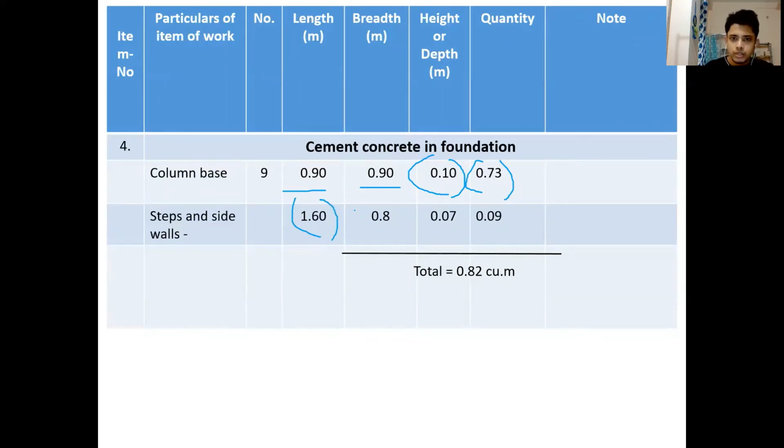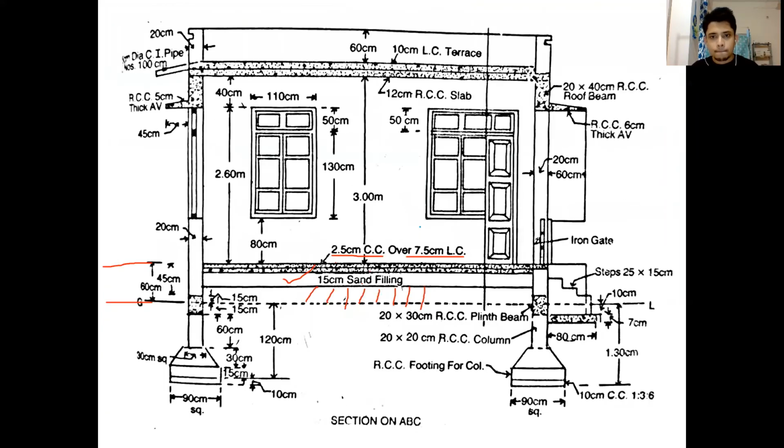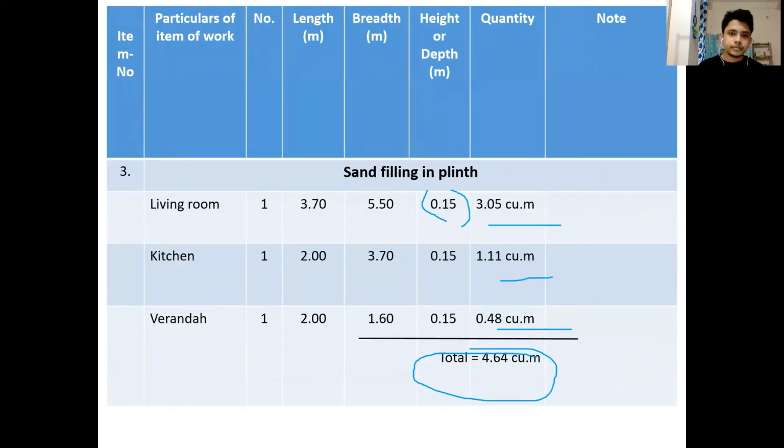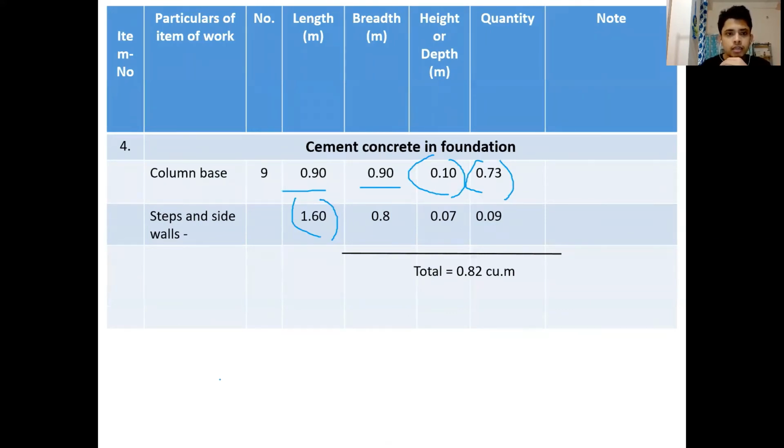And then in the steps and side walls, 1.6 meter, 0.8 meter and 0.07 meter, we see that from this diagram. Okay, this is the cement concreting below the steps. 7 centimeter is the height, 80 centimeter is the breadth, and what will be the length? The length will come from here. The 1 meter for the steps, 30 centimeter and 30 centimeter for the side wall. So 1 meter plus 0.3 meter plus 0.3 meter, it becomes 1.6 meter. So we do the cement concreting work at the footing.